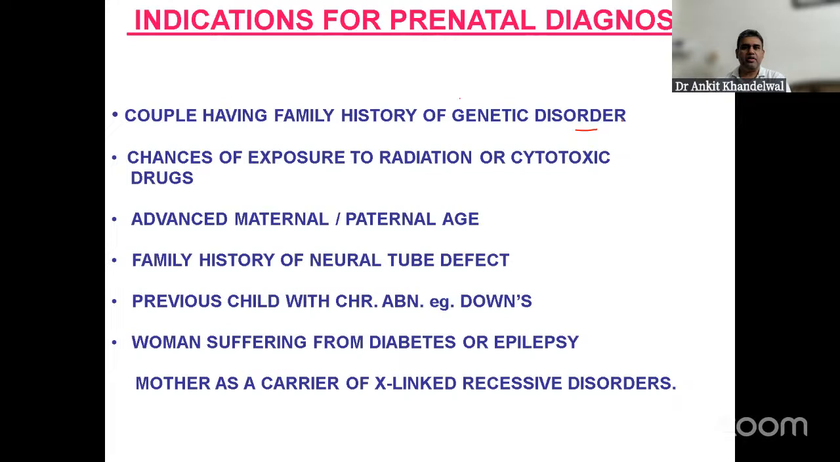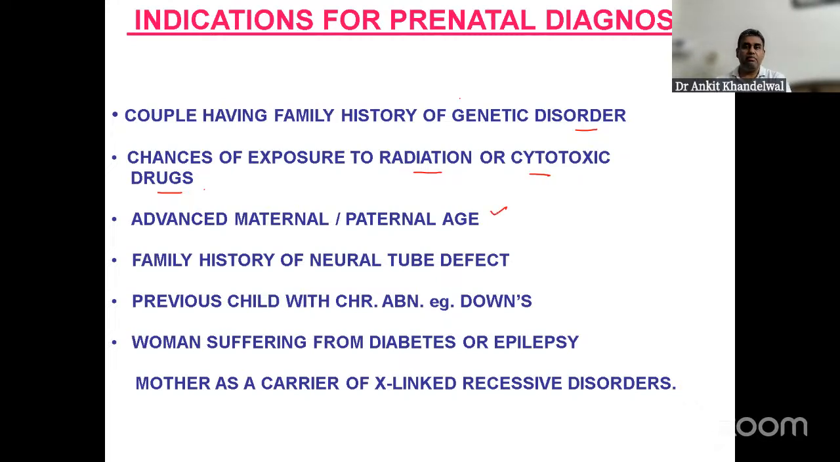Chances of exposure to radiation or similar. This is also important history. What are the drugs you have taken? Suppose a female came to know after 1 month or 2 months that she is pregnant. Then you might ask, have you taken any drugs in the previous 1 or 2 months? She could have some disease, she could have taken some cytotoxic drugs, we don't know. Have you had any X-rays or CT scan in the last 1 or 2 months? Radiation history. Advanced maternal and paternal age, obviously, if their age is more than 40, 45 years, then fine.